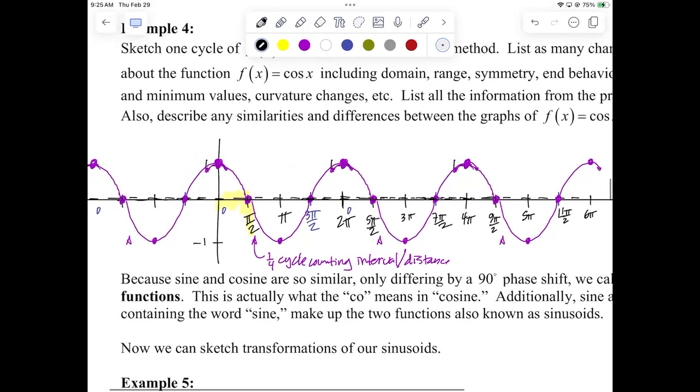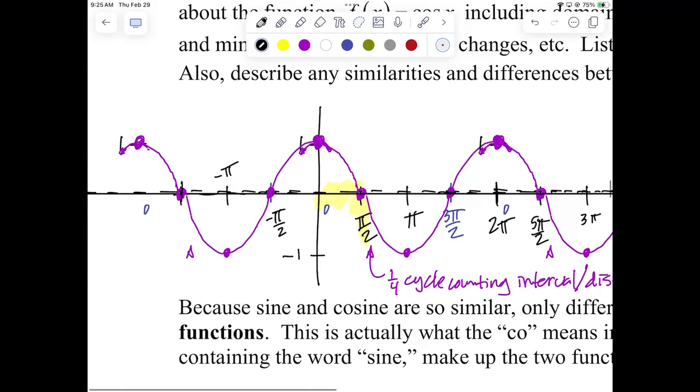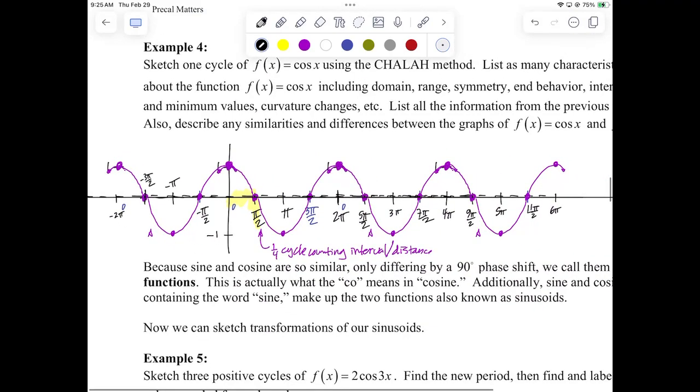And then I can go the other direction. Negative pi halves, negative 1 pi halves, negative 2 pi halves is negative pi. This is negative 3 pi halves. And negative 4 pi halves is negative 2 pi. So we just keep counting and simplifying as we go. How many full cycles of cosine do we see there?